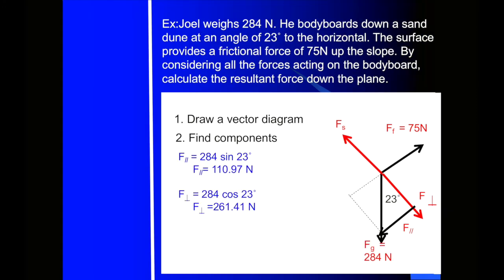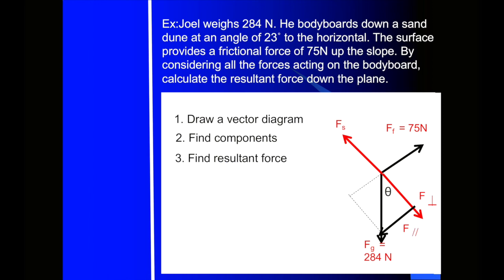So now let's find the components. For the parallel component, we have 23 degrees, and sine of 23 is equivalent to the parallel vector divided by 284 newtons, because that is the magnitude of this vector. When you solve for the parallel force, you should get 110.97 newtons. For the perpendicular vector, we're going to use cosine, so cosine of 23 is the perpendicular vector divided by 284, so you should get an answer of 261.41 newtons.